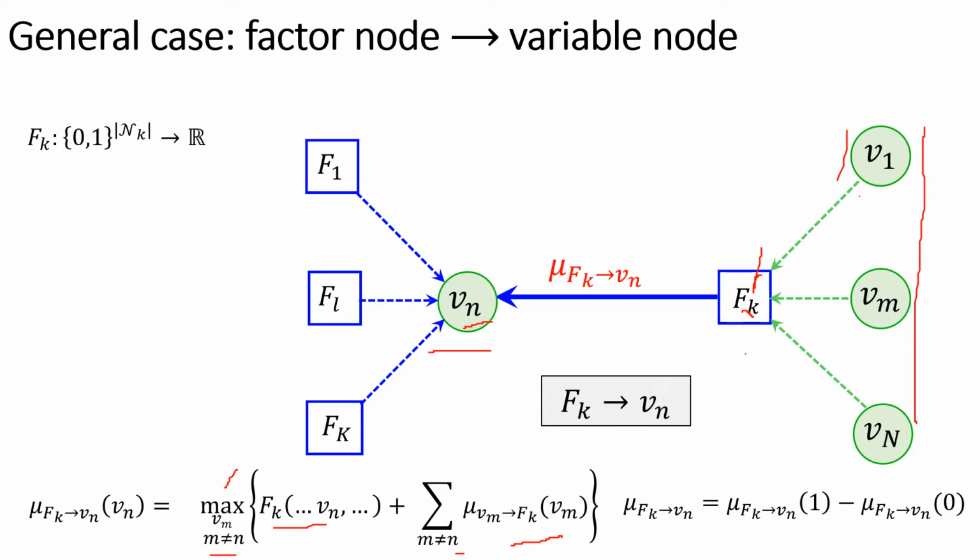So the sum of all these messages is taken, and then we have this function, which is global, which also includes Vn as well as all of these, and we maximize over all of these except Vn. That gives us the message mu fk to Vn when Vn equals 1, and separately when Vn equals 0, and then we do the subtraction, which gets the scalar mu fk to Vn. And this is what we are going to apply to all the messages that we will examine now.